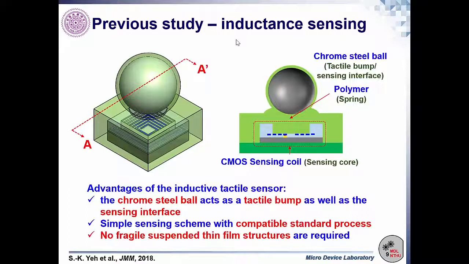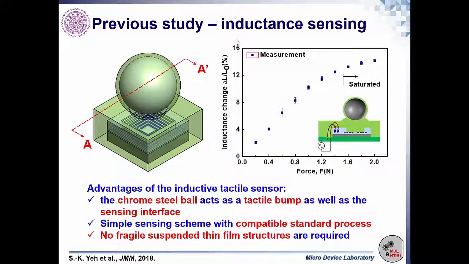The inductive tactile sensor has several merits. The first one is that the chrono ball acts as a tactile bump as well as the sensing interface at the same time. And it is a simple sensing scheme with a compatible CMOS process. And the most important thing is that no fragile suspended thin film structures are required in these devices. And we also show the capability of force sensing, as the results shown in the right figures.